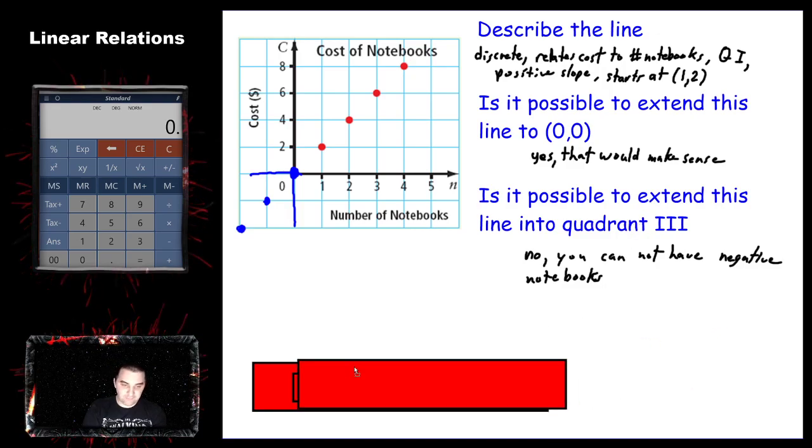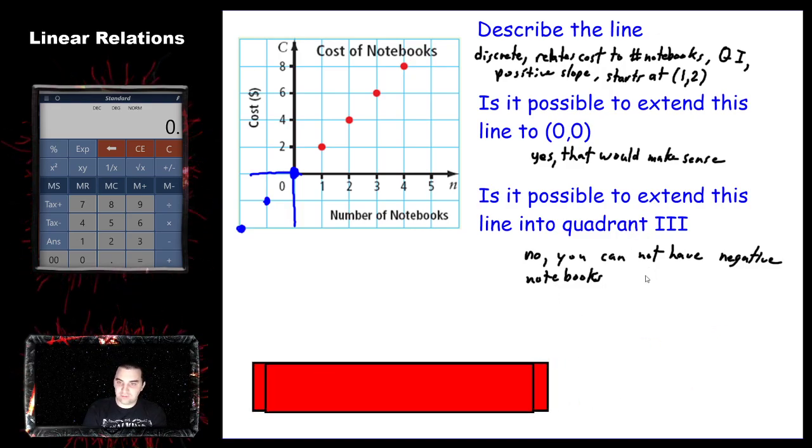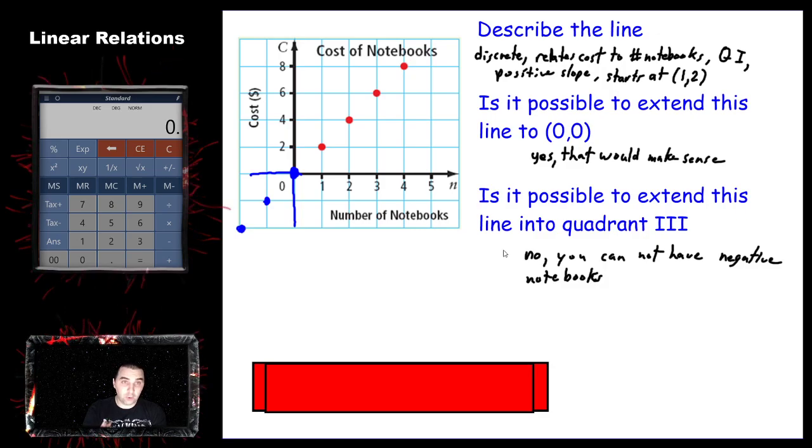Okay, video 1 done. The next ones involve a little more practice, but hopefully you have a good idea of what these graphs are all about and how they relate to each other.